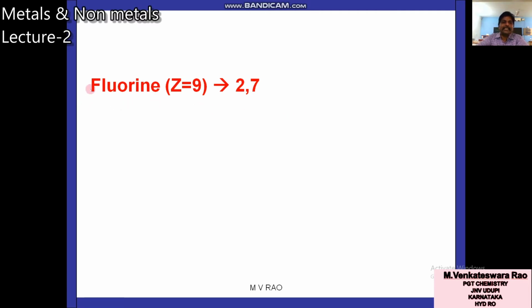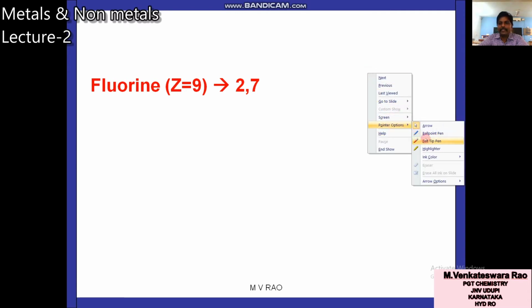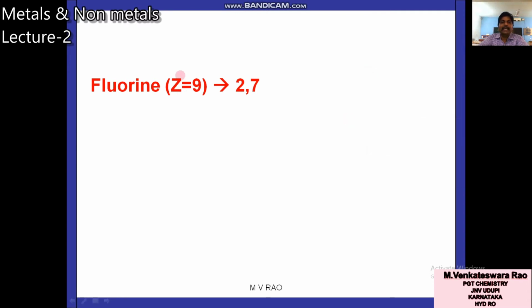Now you see this element, fluorine. The atomic number of fluorine is 9, so its electronic configuration is 2, 7. That means around the nucleus, in the K shell there are 2 electrons, and in the L shell 7 electrons.